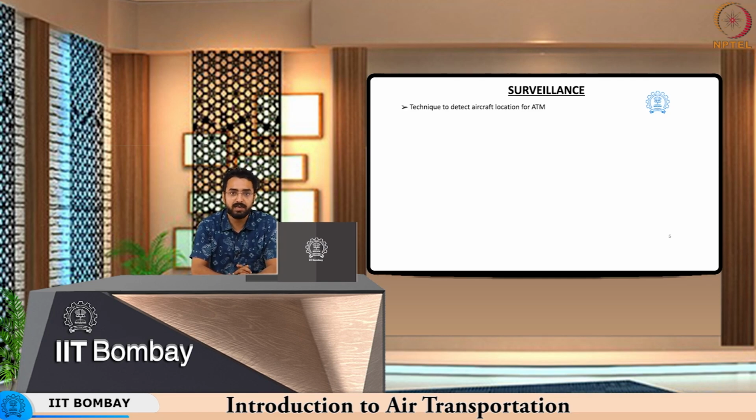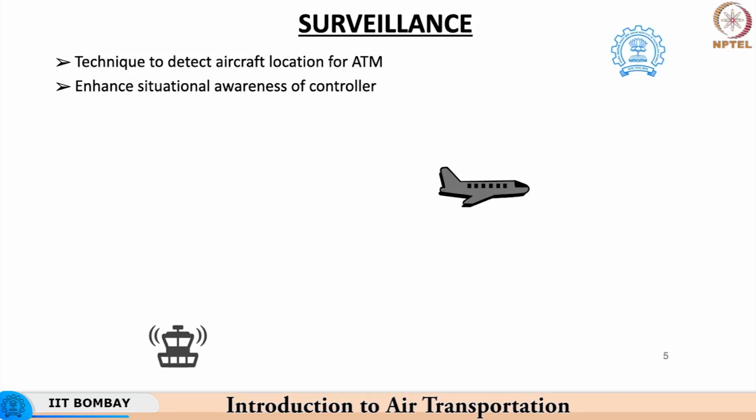Surveillance basically entails a set of techniques implemented by air traffic control services to detect aircraft location for efficient air traffic management. By way of this, the air traffic controller can benefit from enhanced situational awareness of the aircraft, and of what procedures need to be followed so that safety driven flight operations can be carried out within the vicinity of the airspace.